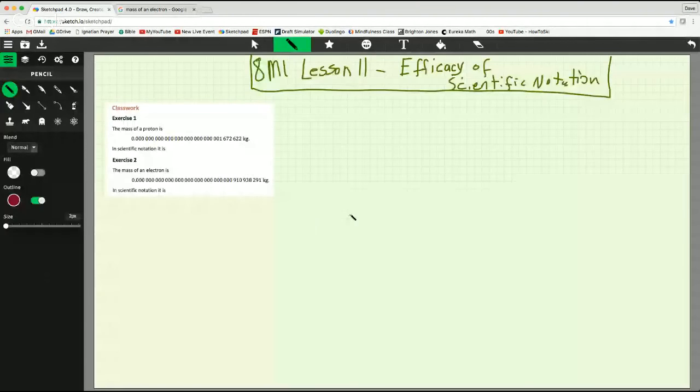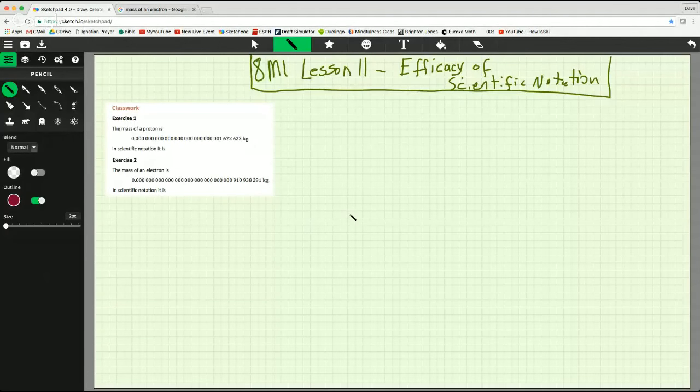Okay, so this problem, exercise 1 and exercise 2, is straight out of the classwork that you did in class today. And it encapsulates a lot of the learning that you've done so far. So the first thing that you have to do is take these numbers and convert them into scientific notation. And the key here is remembering, well, there's a couple keys. So let's just do this one.